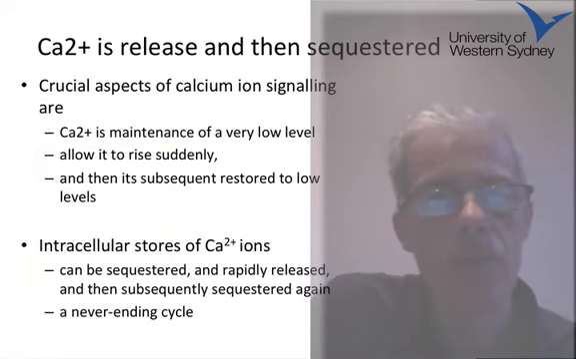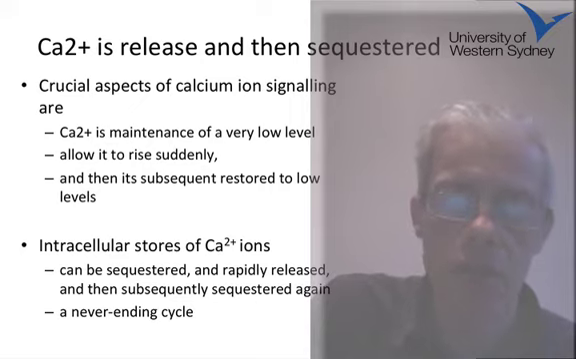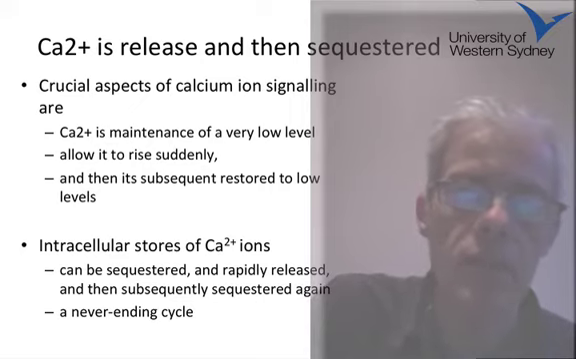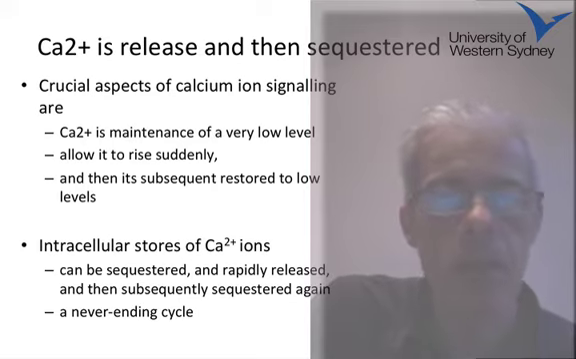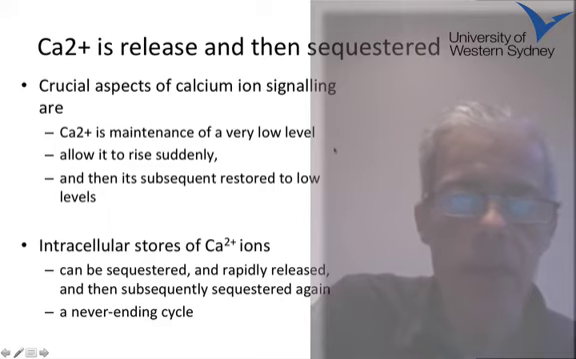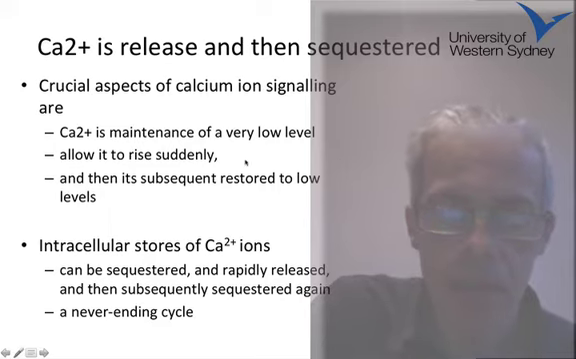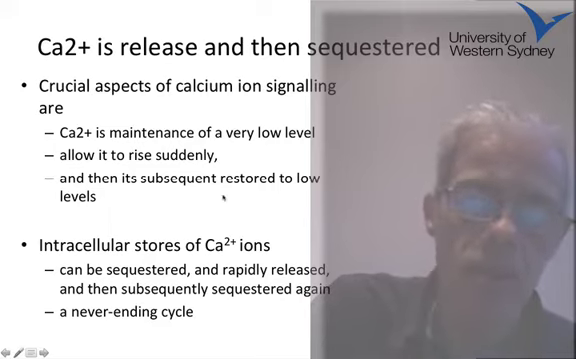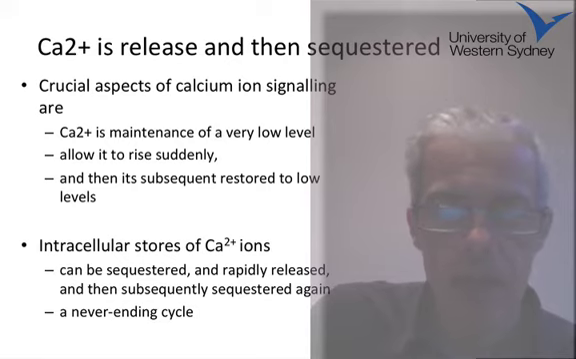So calcium ion concentrations in the cell are released and increase, and then are sequestered. So you get these spikes of calcium ion concentration occurring within the cell. Typically the calcium ion concentration in the cell is very low, and then a spike occurs where it rises suddenly, and then it's subsequently restored to its low levels. So what we have is a cycle of calcium ions increasing and decreasing.